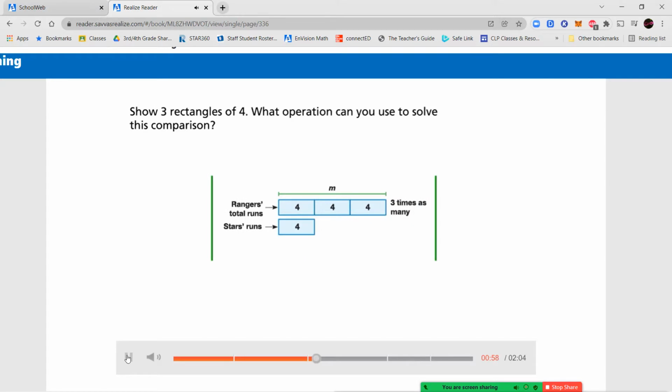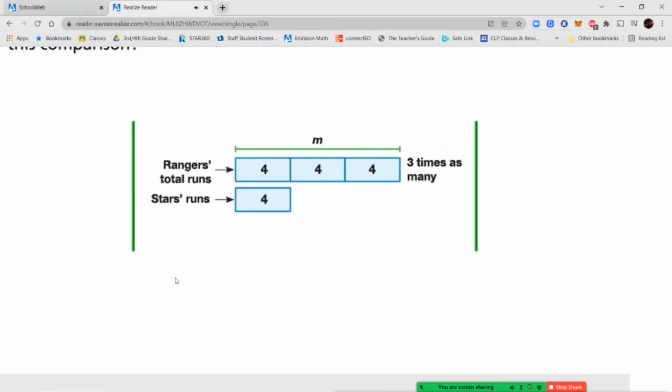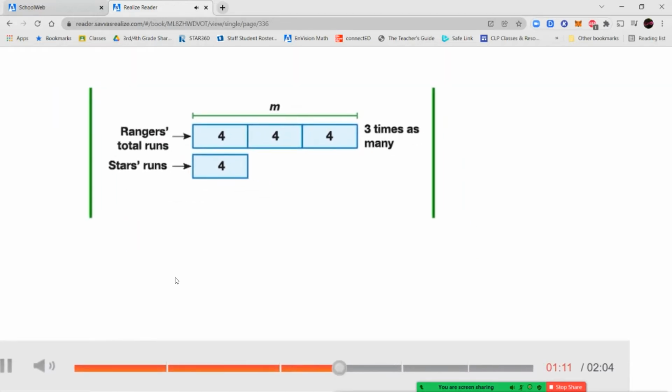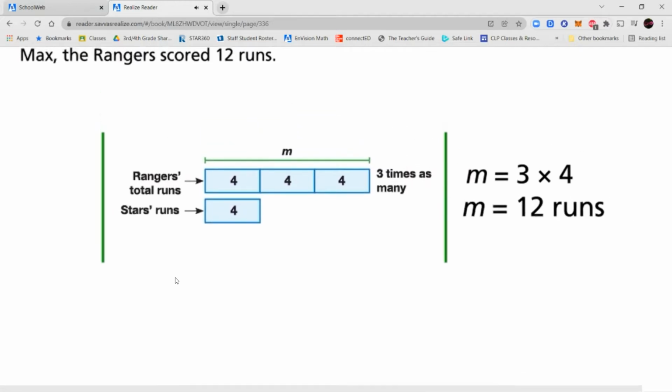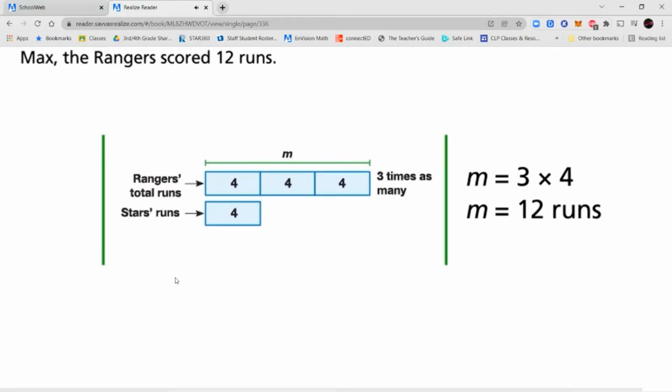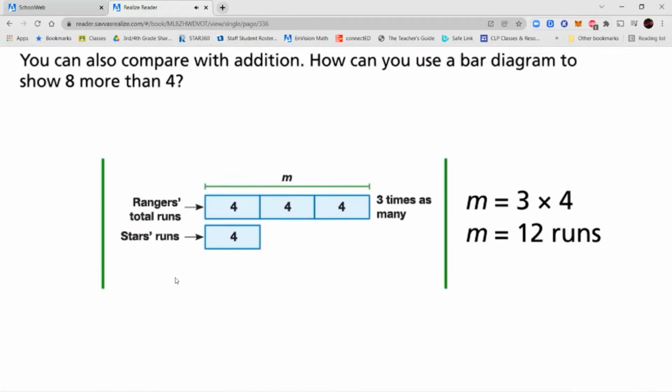Let M equal the runs scored by the Rangers according to Max. Show 3 rectangles of 4. What operation can you use to solve this comparison? You can use multiplication. M equals 3 times 4, so M equals 12 runs. According to Max, the Rangers scored 12 runs. You can compare with addition. How can you use a bar diagram to show 8 more than 4?